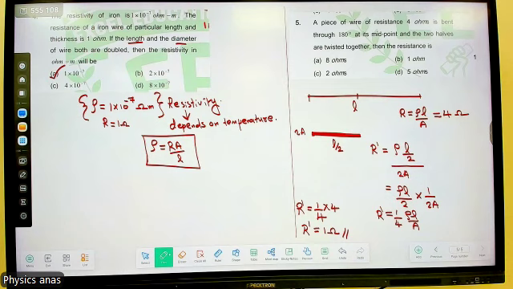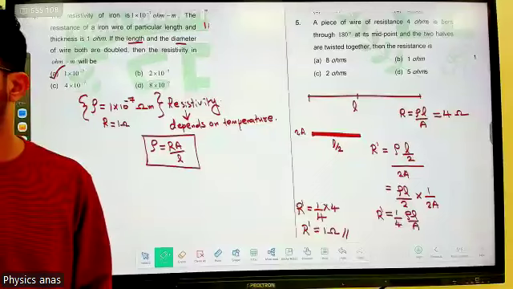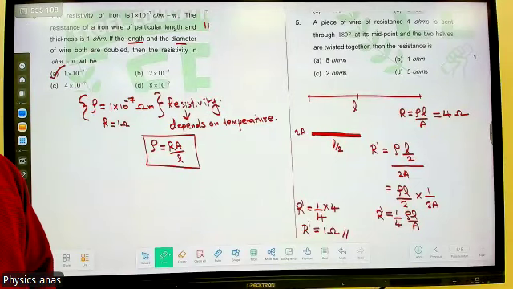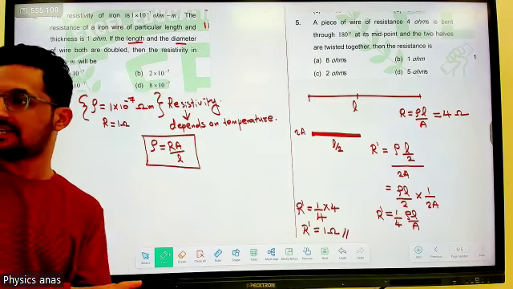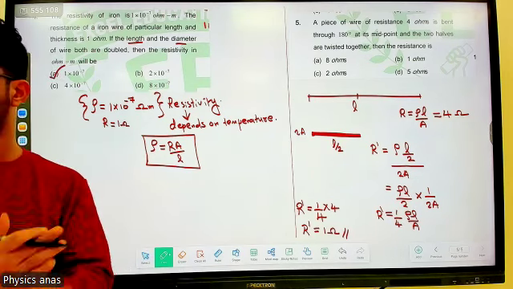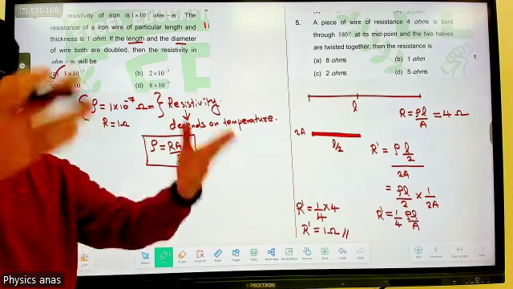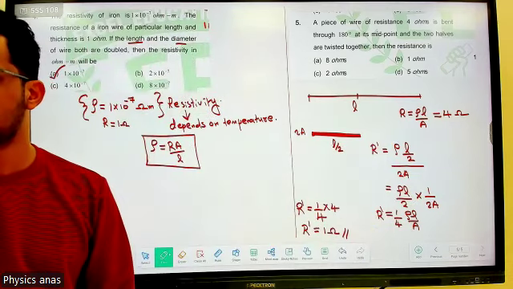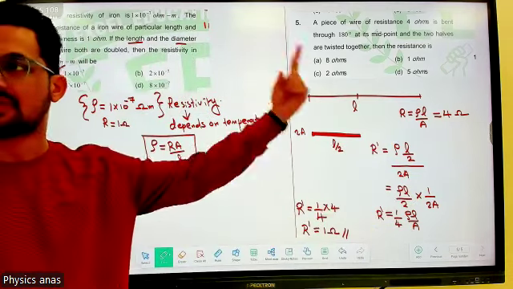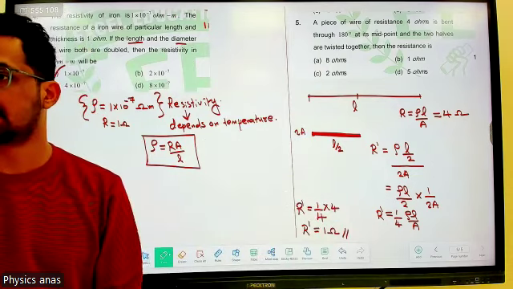Understood? Got it? Amina, Neha, did you understand this one? Yes, sir. Okay. You have to imagine that they are cutting at the middle and twisting 180 degrees. So the length becomes half, and the area of cross section doubles. Then use that in the equation: rho into L by 2 by 2A. Do the calculation.